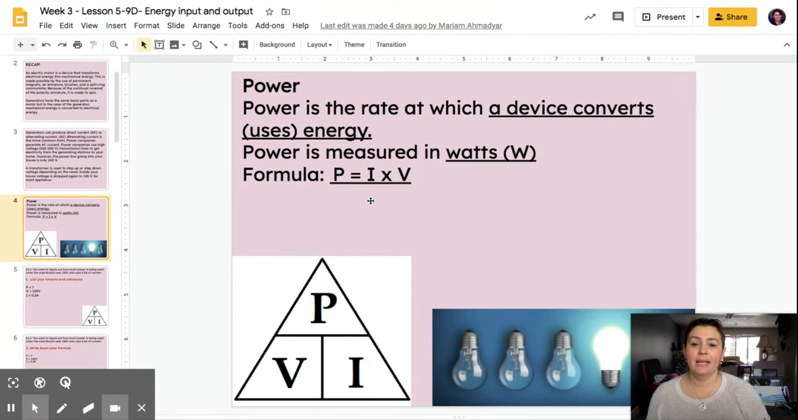Now I, just like it was before in Ohm's law, I stands for current, so it's measured in amps, the letter A. And V is for voltage, and that's measured in volts, which is the letter V. So power is current times voltage.